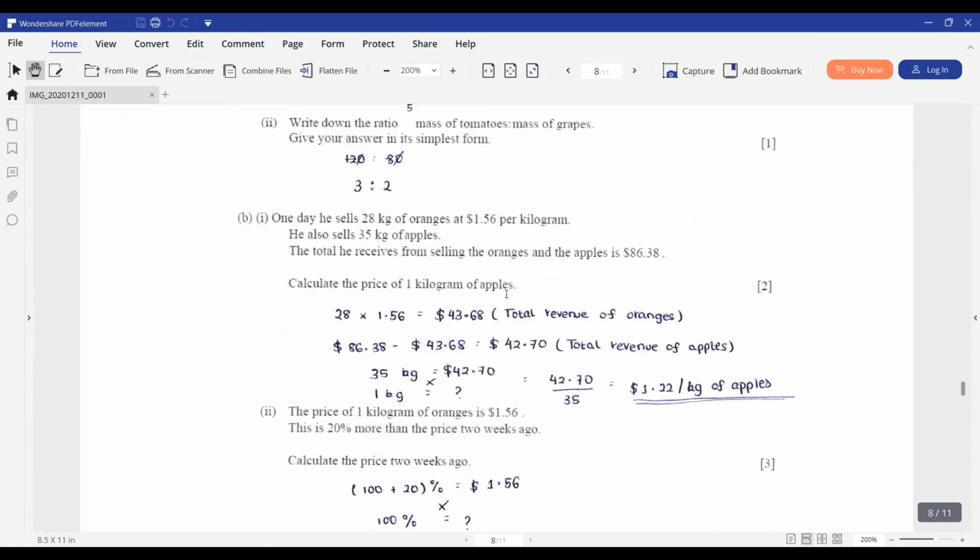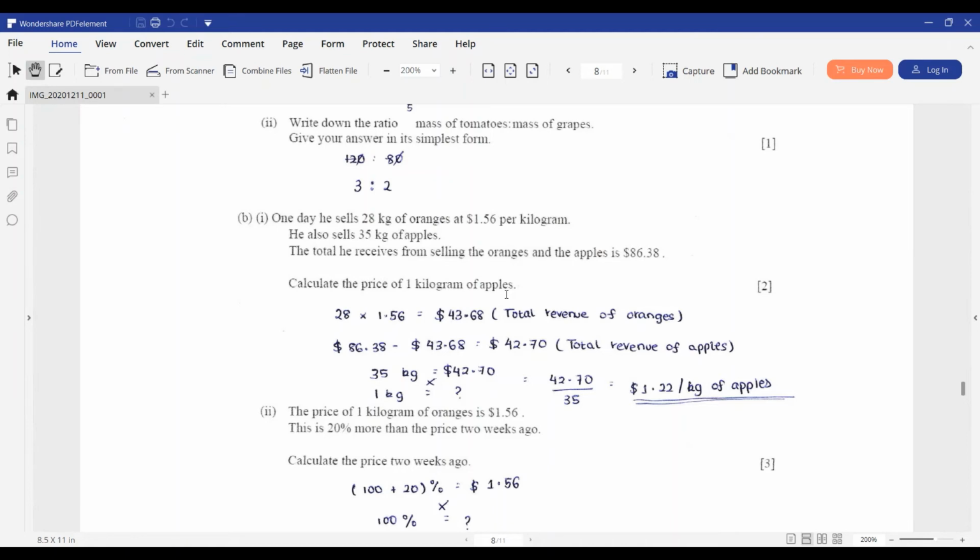Part B, Roman 1. One day he sells 28 kilos of oranges at $1.56 per kilogram. He also sells 35 kilograms of apples. The total he receives from selling the oranges and the apples is $86.38. Calculate the price of 1 kilogram of apples. So what we want to know first here is the amount of revenue he received from selling oranges. How do we find the revenue of oranges?